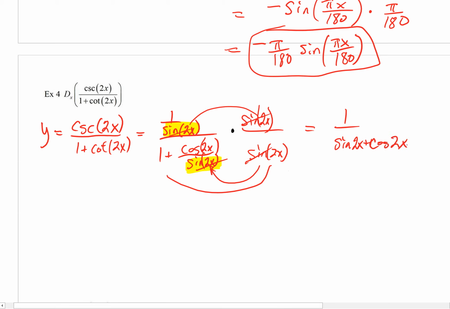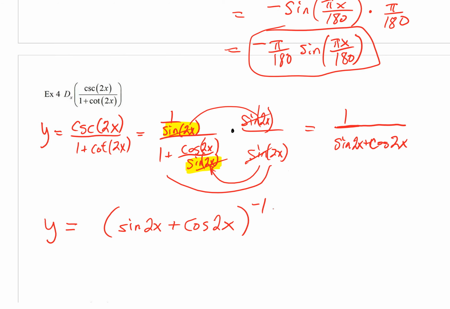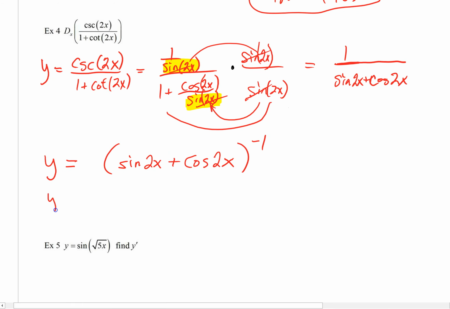Wow. I don't know about you, I think this does look a lot nicer. We still have 2 trig functions, but they're nicer, easier, more fundamental trig functions. Also, more to the point, I'm going to rewrite this as the sine of 2x plus the cosine of 2x raised to the negative 1 power. You could think, why in the world would that be helpful? Now I don't need the quotient rule. Wow. So let's work this out.